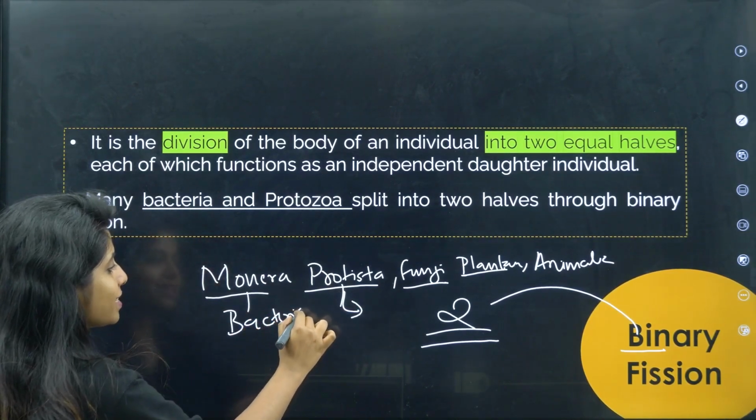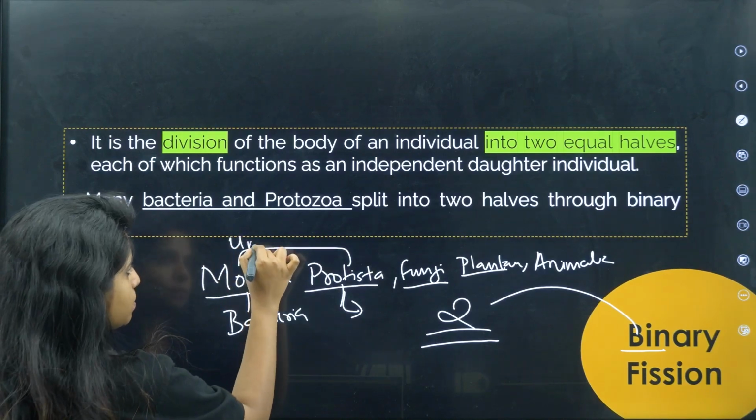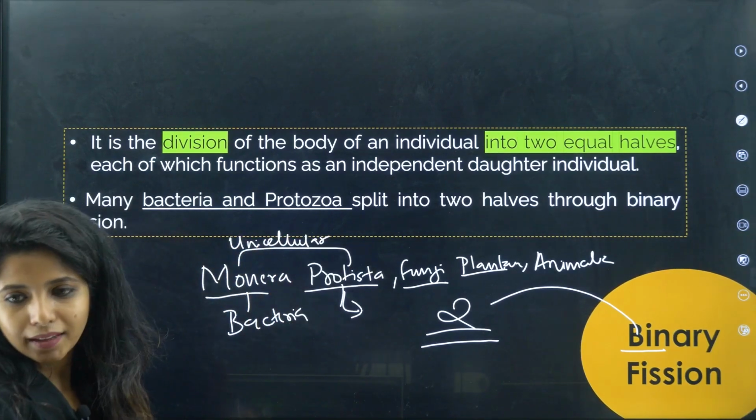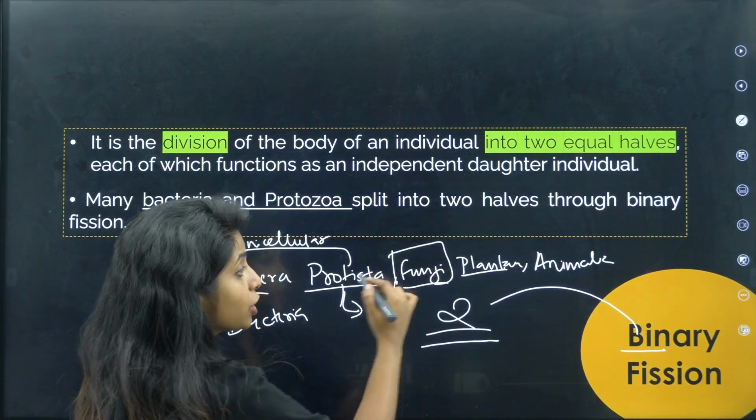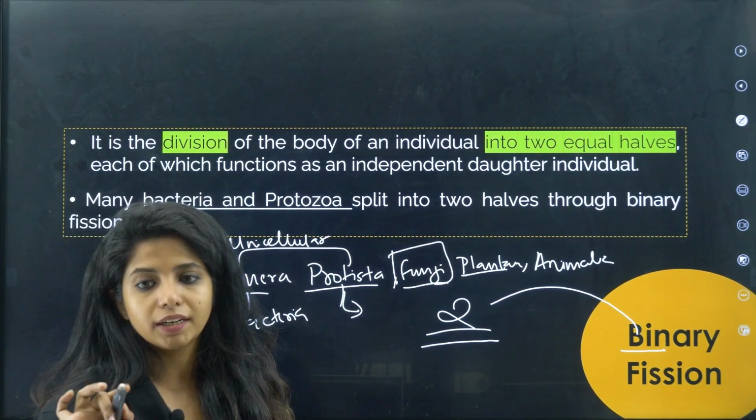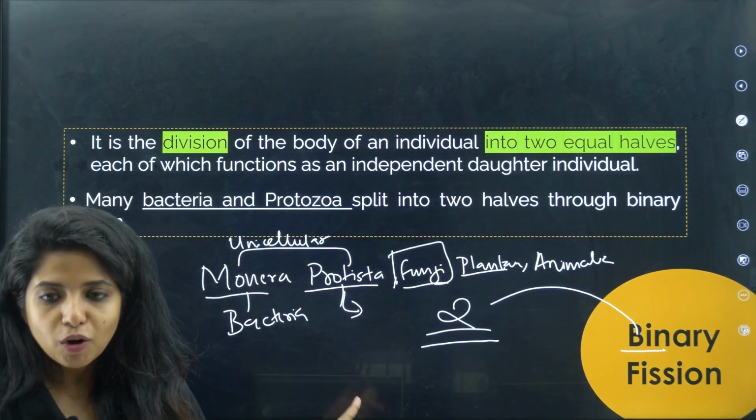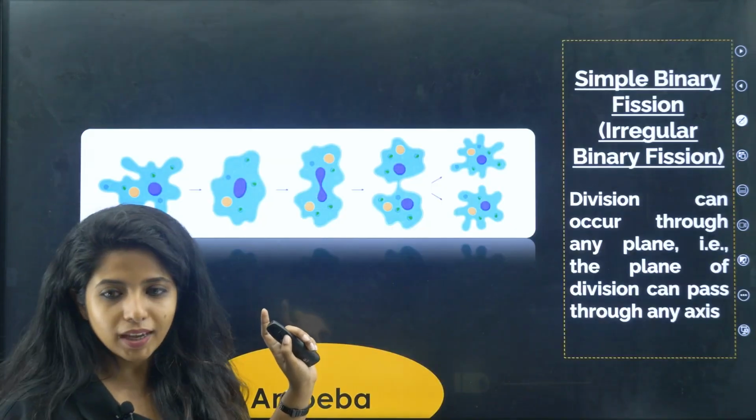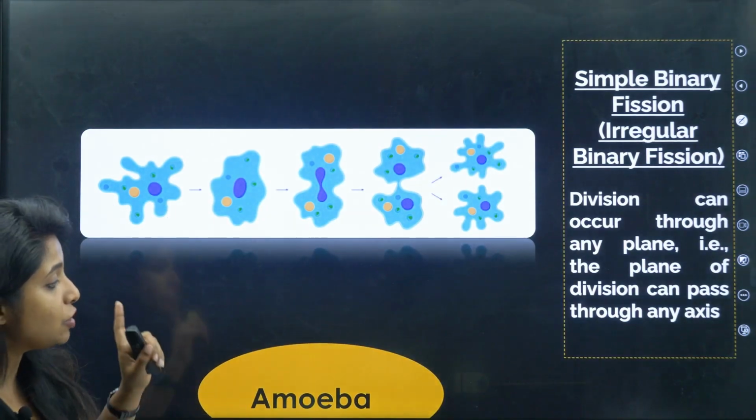Both these categories are unicellular organisms, so they can afford to do all these things. We cannot do all these things. Even fungi show asexual reproduction, but what type of asexual reproduction, I'll tell you that. As of now, just understand that a simple organism can do this thing, binary fission.